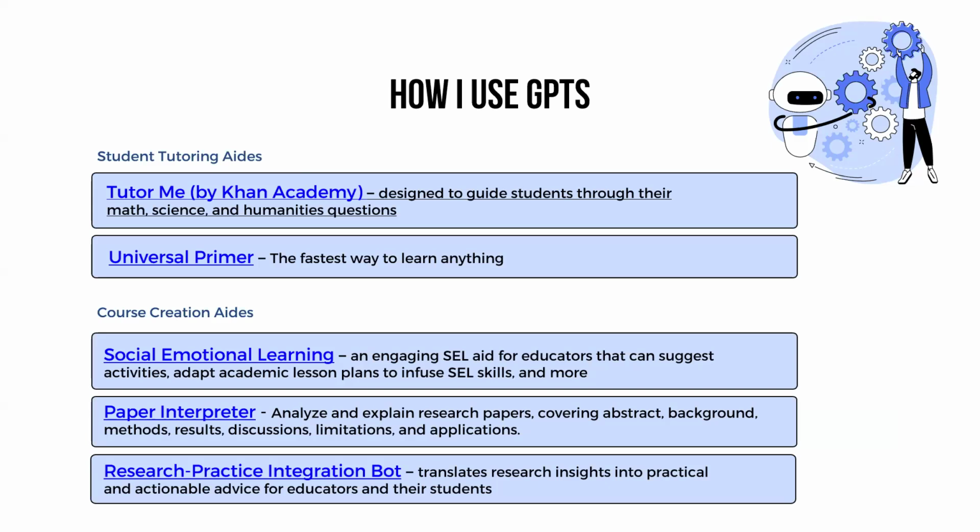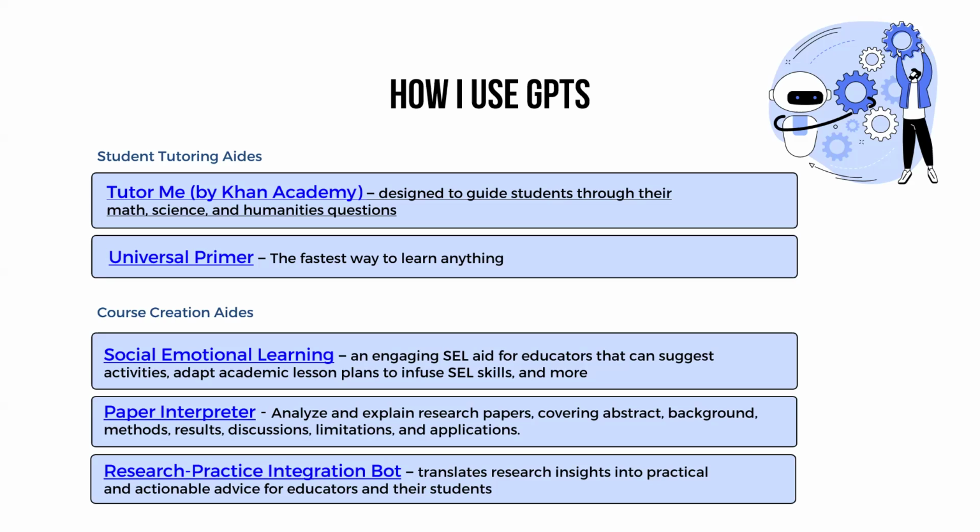These are really wonderful sources, not just for student tutoring aids, but also for creating courses based on content and breaking the content down into easily understandable chunks. One of the most popular ones is Tutor Me by Khan Academy, and that specializes in math and science. And I think that's a really great tool for STEM subjects.